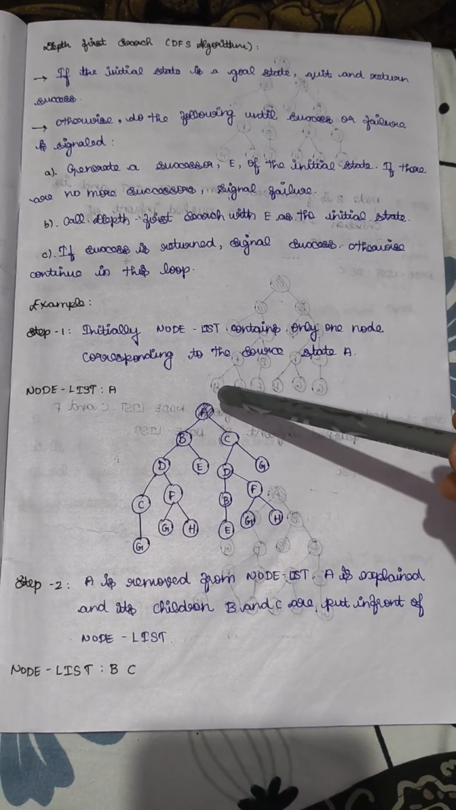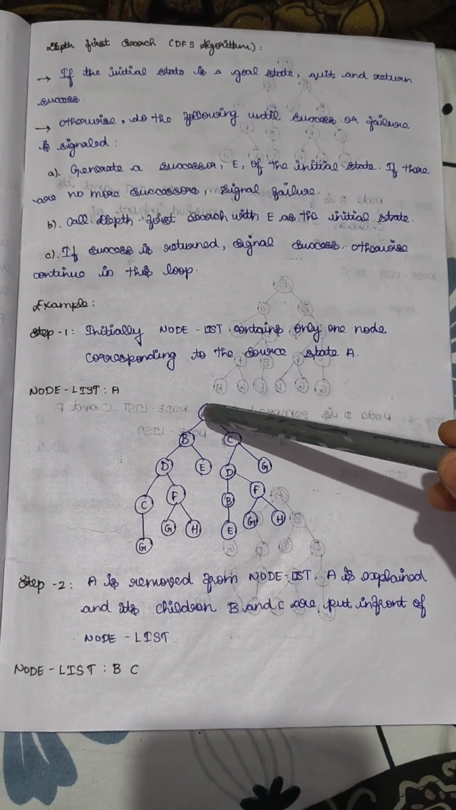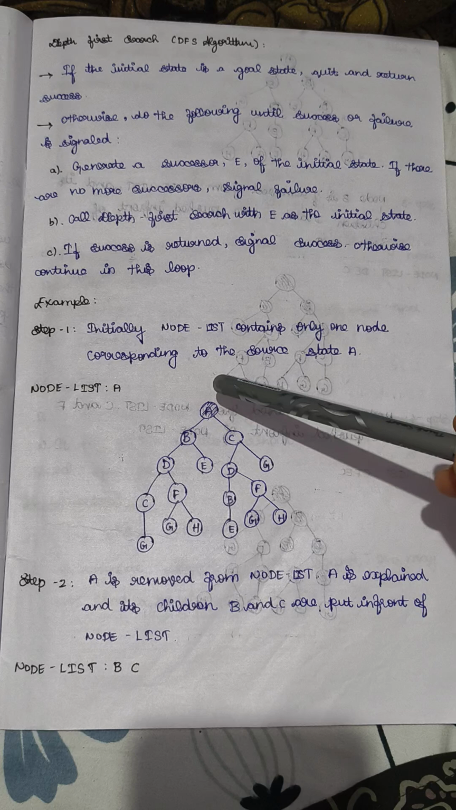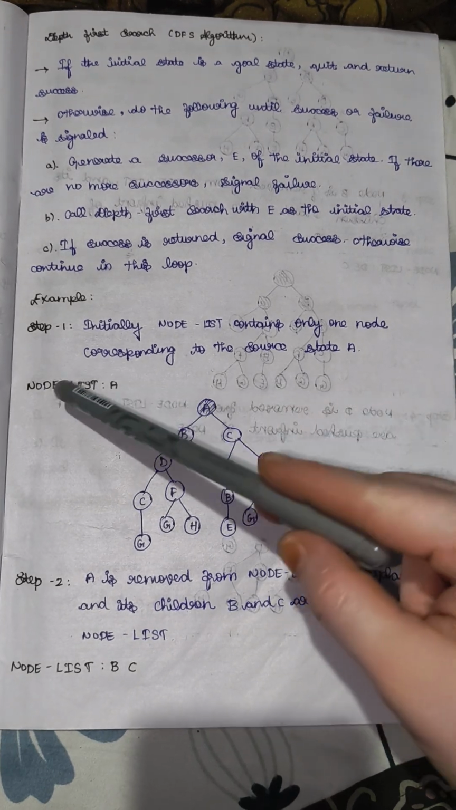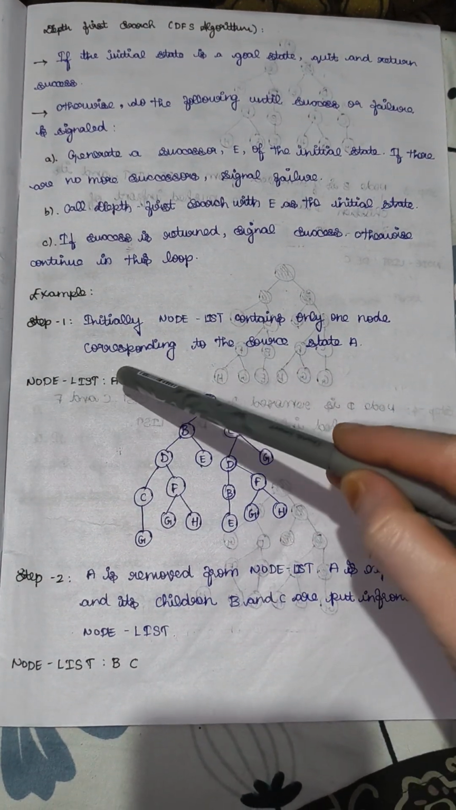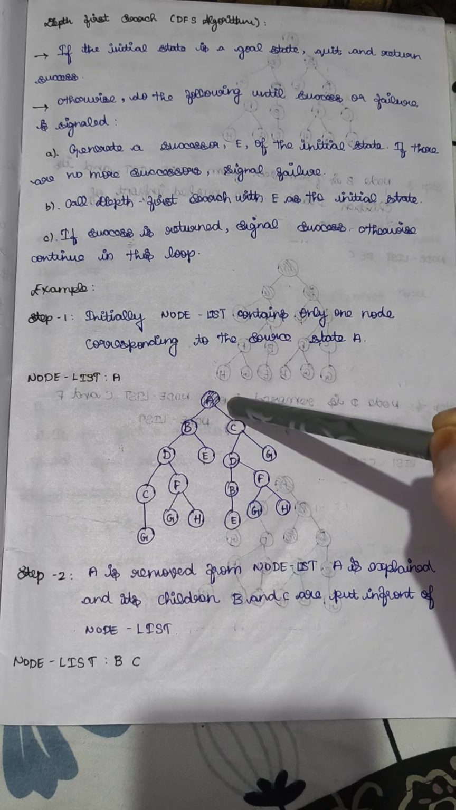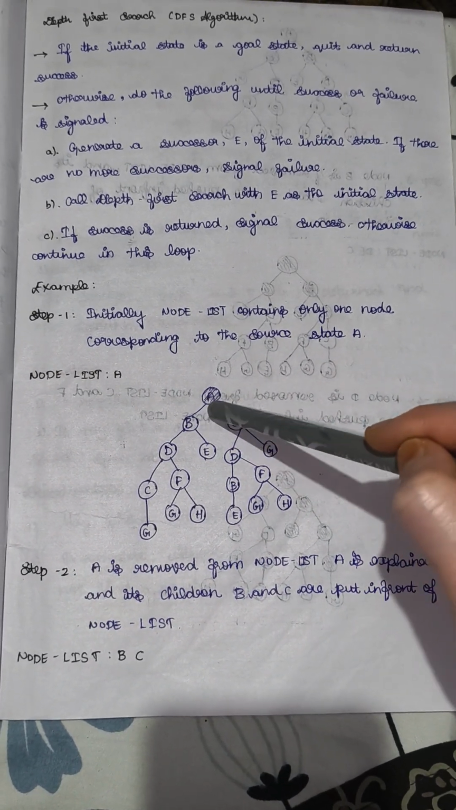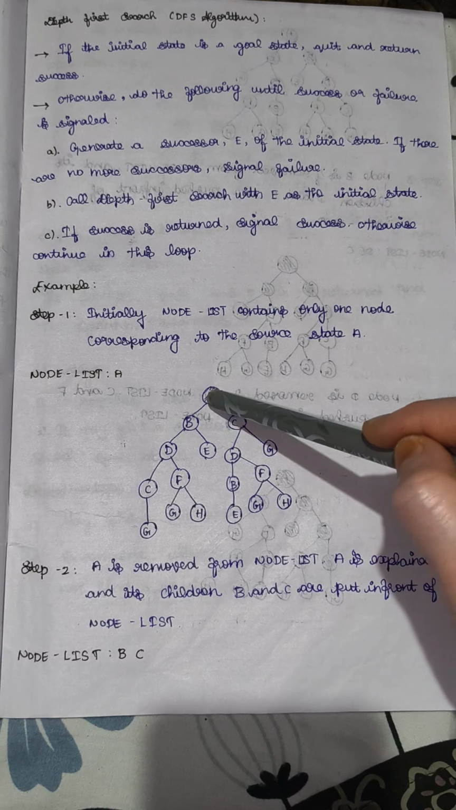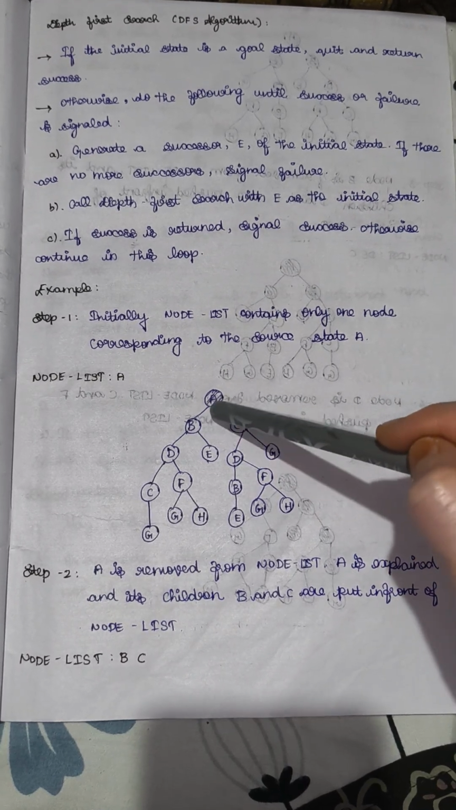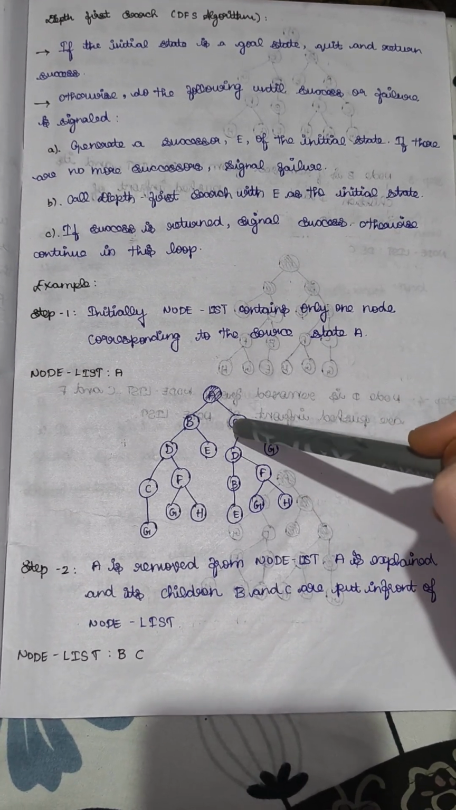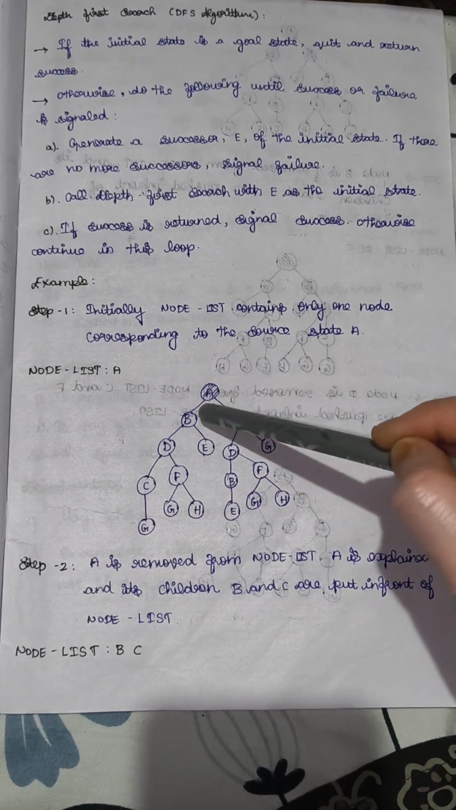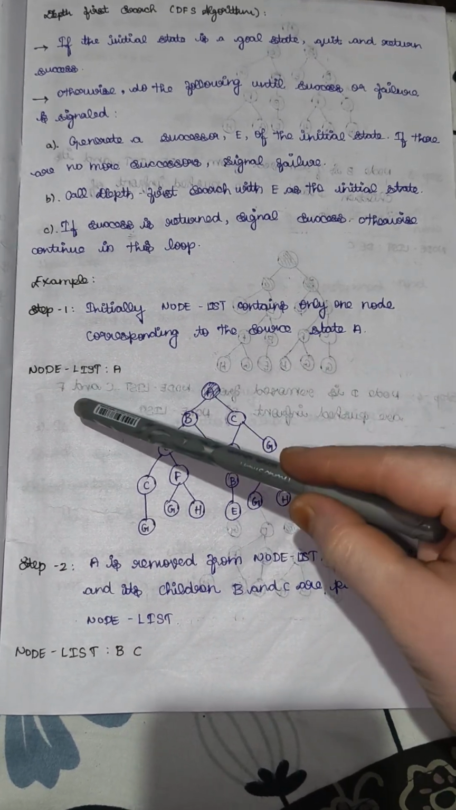So the first step is, let us assume this is the initial state. Since the goal state is G, and G is not present here, first we add A to the node list. Since this is not a goal state, we have to remove this A and we have to see its child nodes. Consider this as a parent node. The child nodes of this parent node are B and C. So we eliminate A and add B and C to the node list.